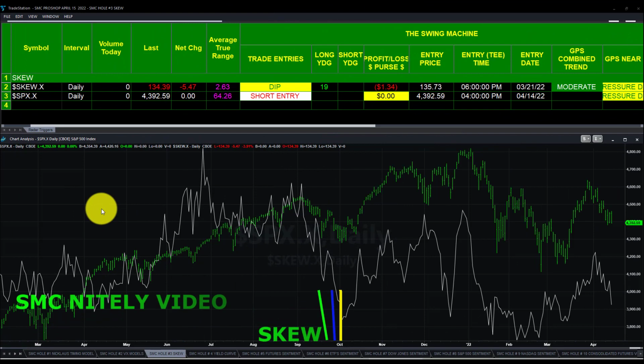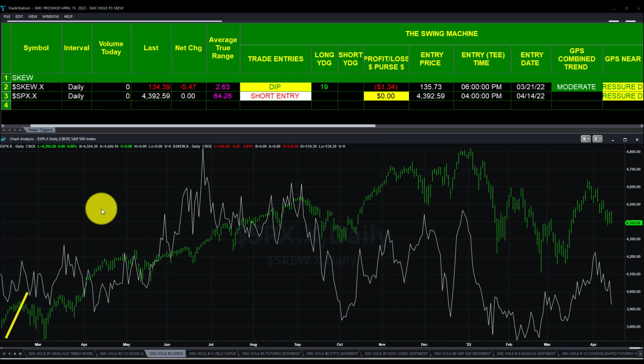Hole number 3, the skew. By the way, there are educational videos in our tab for new members under Caddyshack. And if you haven't seen those, you might want to. And we go into more detail about what the skew is. The skew is not a very good timing tool, but it does give us some information that I think is important to know. And at times, it can really let us know when we're at extremes.